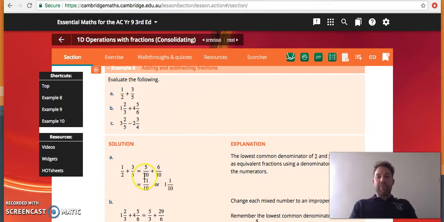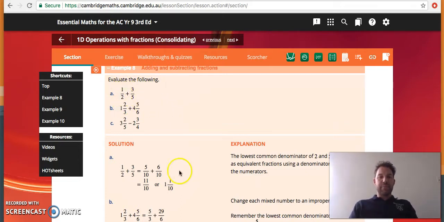Now that we've got the denominators the same, all we need to do is add the numerators. 5 add 6 is 11, and the denominator remains as 10. 11 over 10. If you would then want to get that into a mixed number because it's an improper fraction, 11 is greater than 10. 10 goes into 11 once, and there's 1 remaining, 1/10 remaining, so 1 and 1/10. And that's how you do the first one.